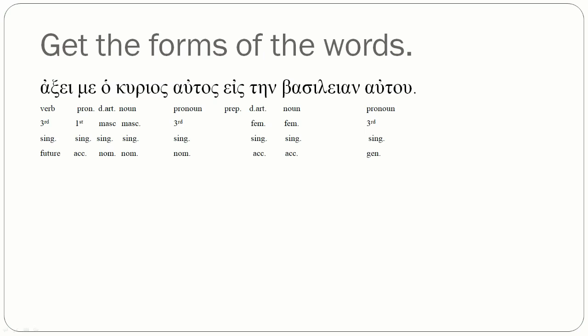Then eis is a preposition. Ten basileian are your article and noun that go together. That is feminine singular accusative. Autou is your third person pronoun. It is masculine singular genitive. Actually, it could be masculine or neuter.